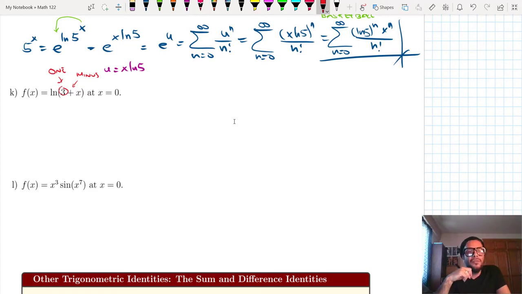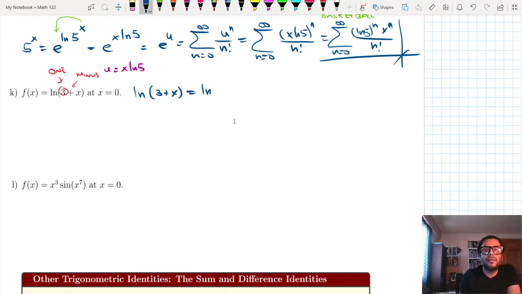Okay, so I'm going to do a weird factorization for the inside of the parentheses of the log function. So ln of 3 plus x, I'm going to factor out the 3. This will be ln of 3 times 1 plus x divided by 3. Okay, so that's the weird factorization.